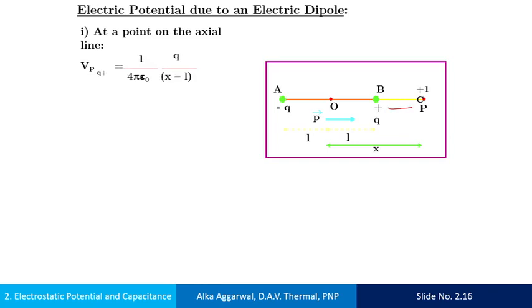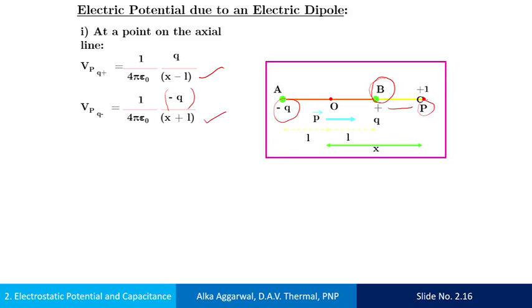Now the potential at the point P due to the charge plus q, that is the charge which is placed at B, is equal to 1 upon 4 pi epsilon naught times q upon the distance BP, which is equal to x minus L. Similarly, the potential at P due to the charge minus q is equal to 1 upon 4 pi epsilon naught times the charge minus q upon the distance between the two points A and P, and it is equal to x plus L.